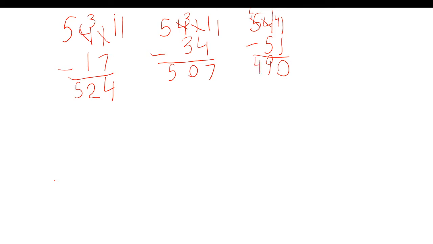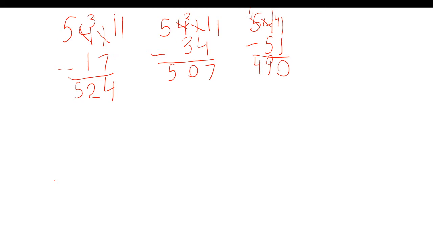We seem to have a pattern. 5 plus 2 is 7, 7 plus 4 is 11. That's the first multiple of 17. 5 plus 7 is 12, second multiple of 17. And 4 plus 9 is 13, third multiple of 17. We have a pattern going on here.